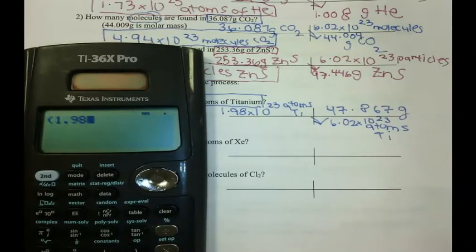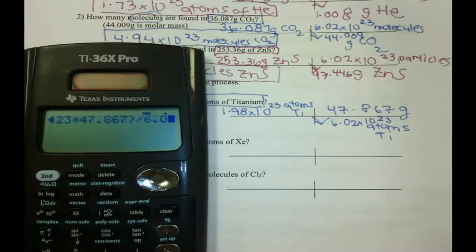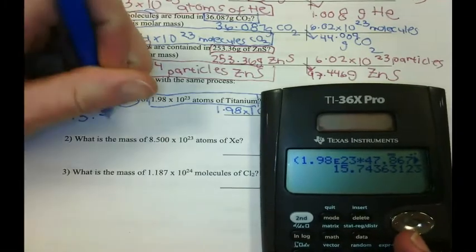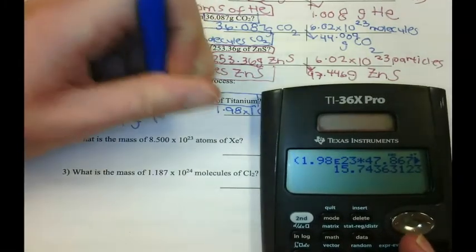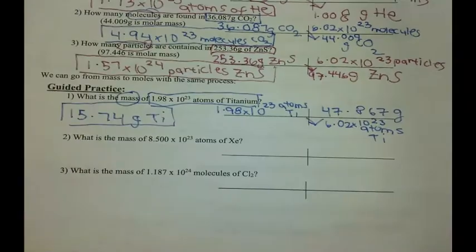1.98. Hit that EE key or your equivalent on your calculator. 23rd times 47.867. I'm going to close my parenthesis, then divide by what's on the bottom, the 6.02 times 10 to the 23rd. And I'm going to hit enter. All right, so my answer is 15.74 grams of titanium. Box your answer. And let's do another one.